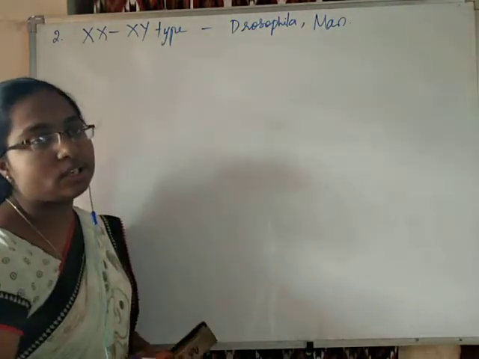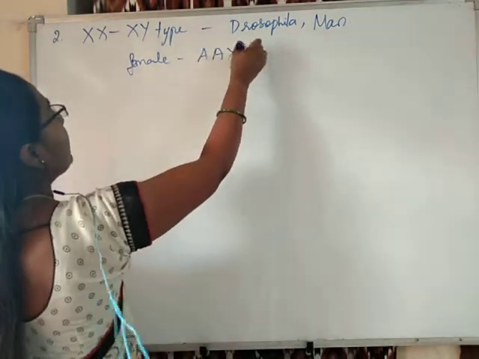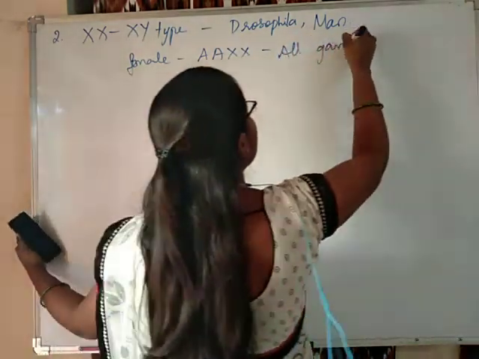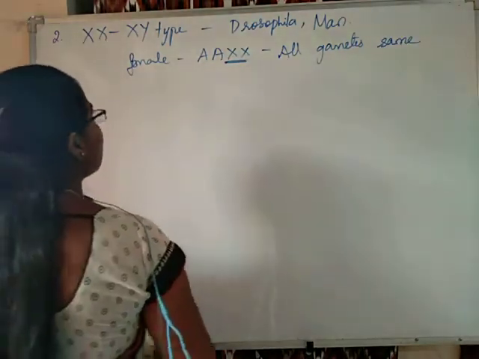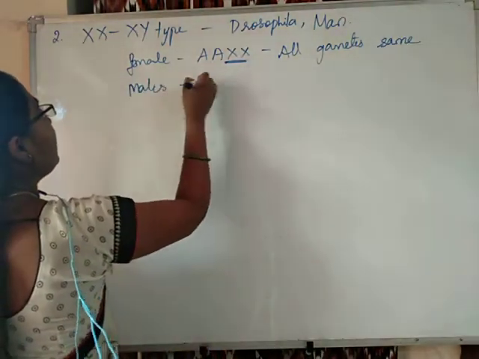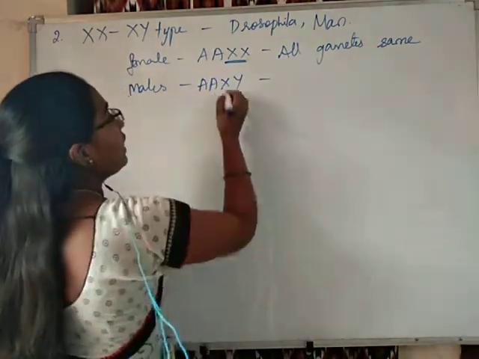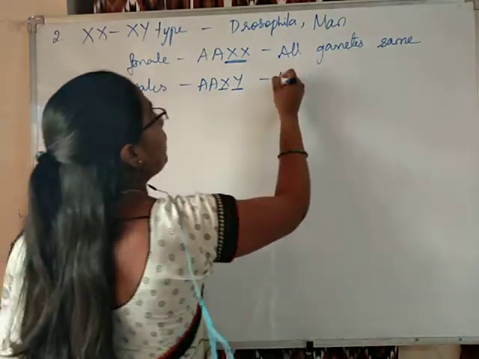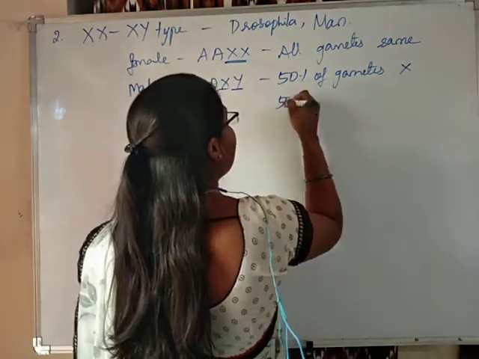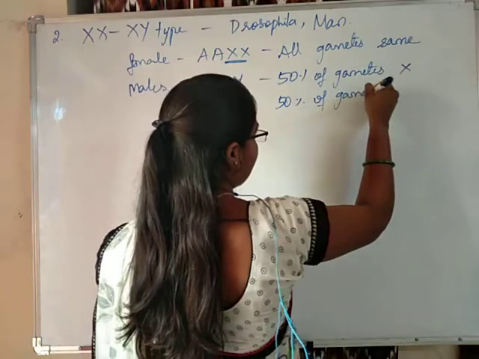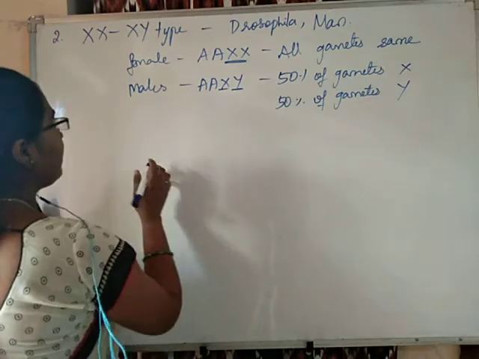So here in this case, the females will contain the karyotype AA, XX. So all gametes are the same in females because they contain two similar sex chromosomes. Whereas the males contain AA, XY. Okay, A is indicating autosomes. Here they have two different sex chromosomes. So 50% of the gametes from the males will contain X chromosome and the remaining 50% will contain Y chromosome. Okay, so here males will be deciding the sex. Let us see what happens.